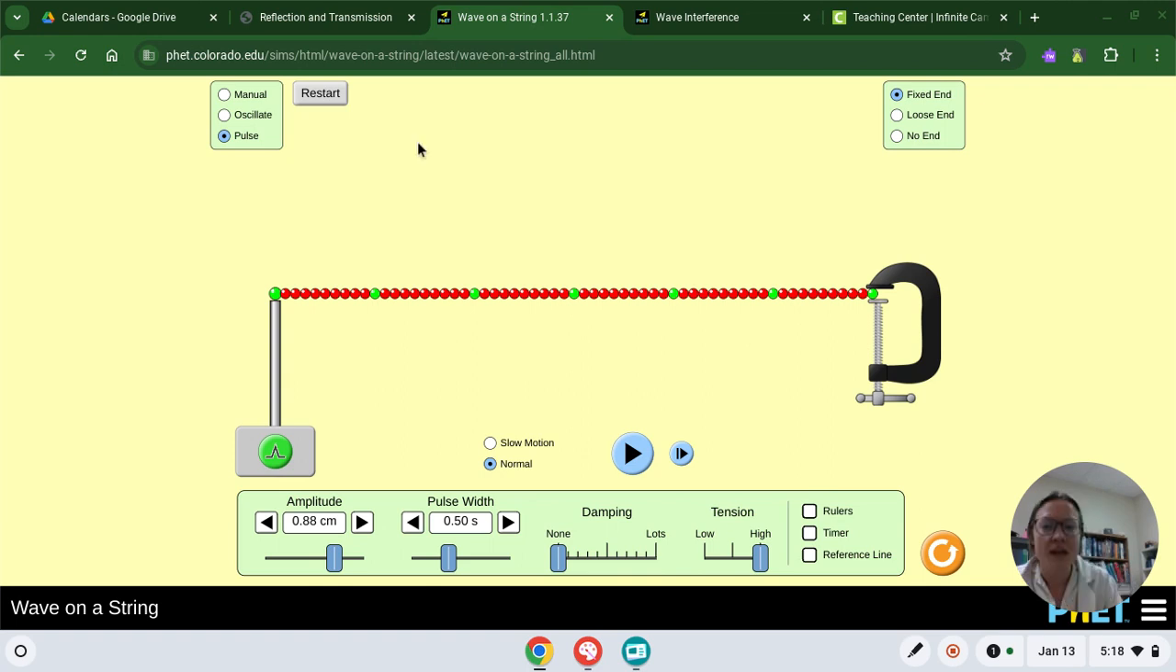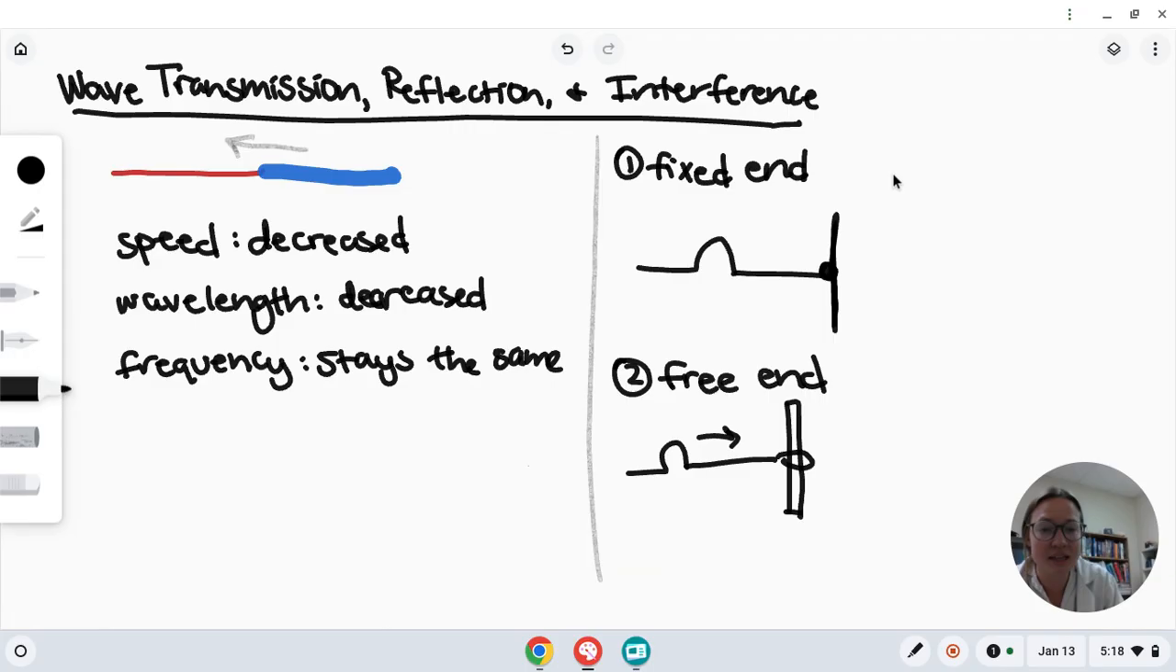Now, when we see a wave that hits a fixed end, anytime that happens, it turns out that it will always be reflected inverted. In other words, if it went in as a crest, it's going to come back as a trough. If it went in as a trough, it's going to come back as a crest.